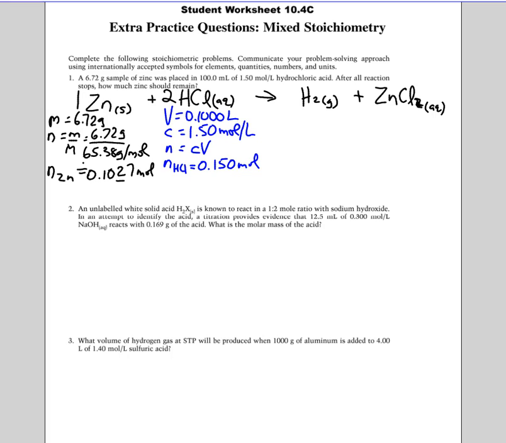Now, limiting reagent and excess reagent come into play here. The strategy is to calculate the number of moles of each, and compare what we have to what we need. The number of moles of HCl is clearly not twice the number of moles of zinc, but it needs to be. Because of that, HCl is the limiting reagent, and that means it will be completely consumed.